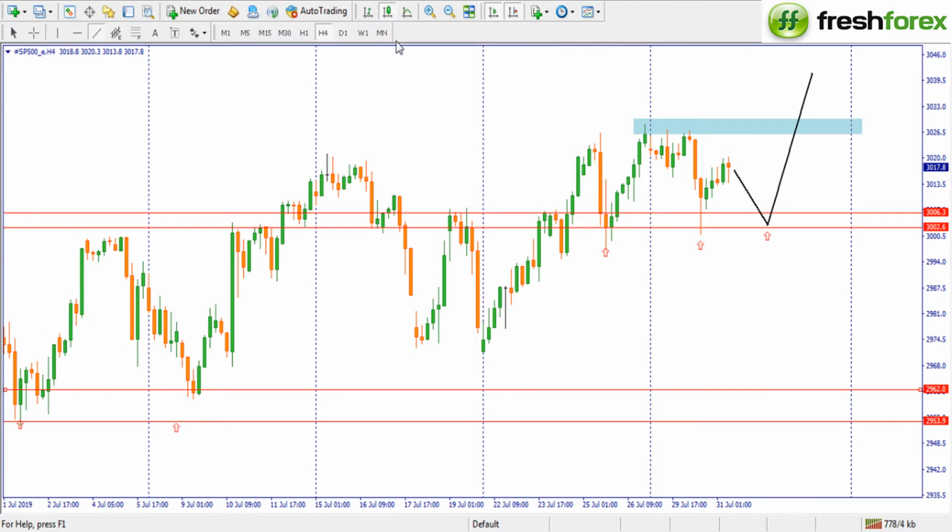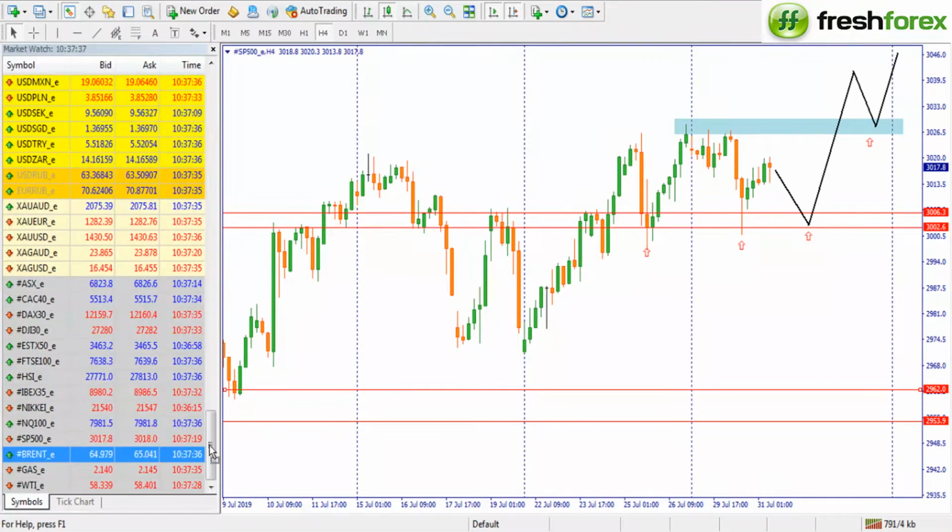we'll wait for a retracement before we can pick a buy to the upper side. So we'll move forward. We move to our next symbol, which is Brent oil.